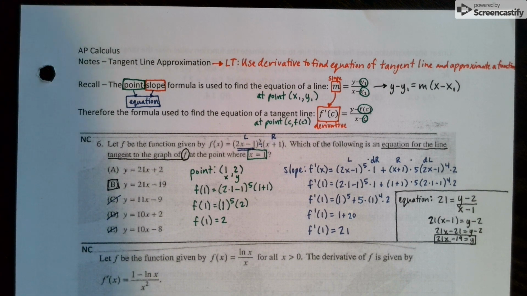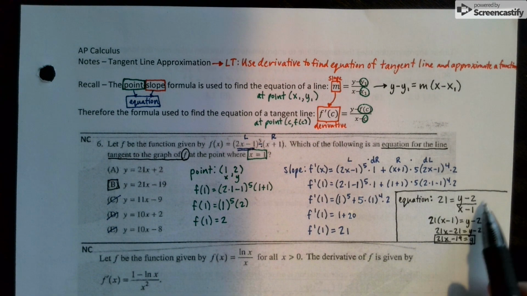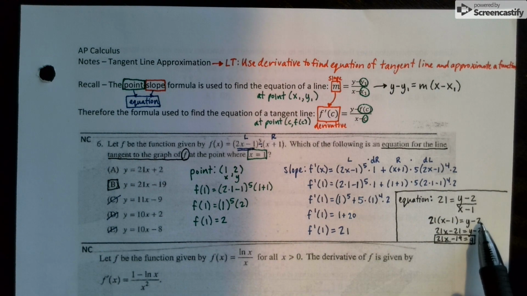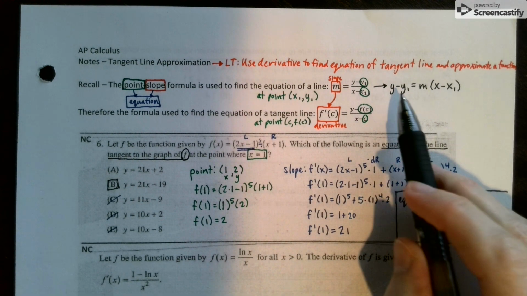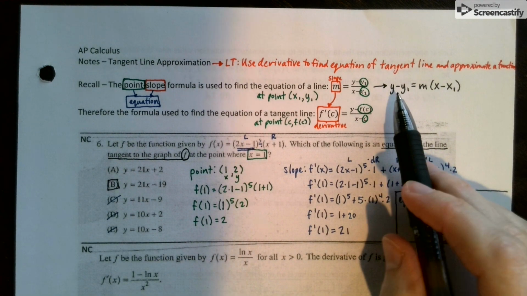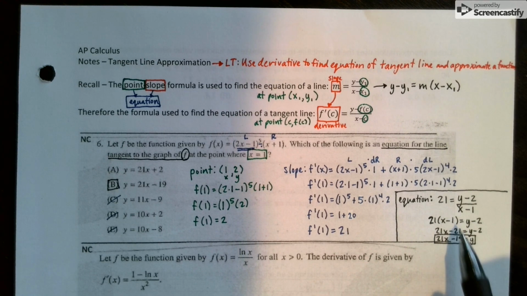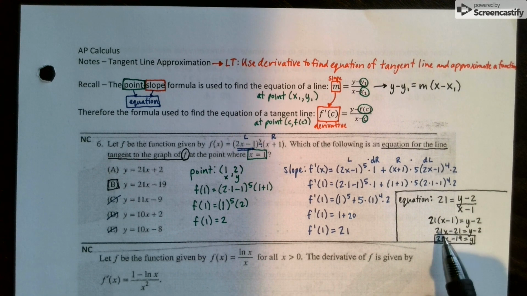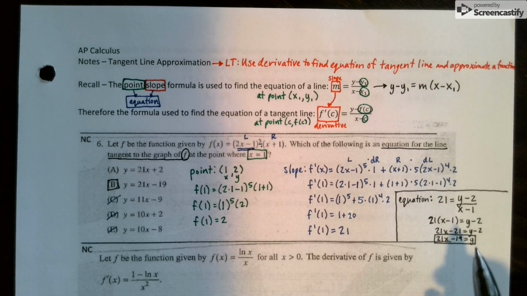Once I multiply both sides by that x minus 1 denominator, I end up with this form of the formula, which is where some of you might choose to start, and that's perfectly fine. You distribute the slope of 21, you add the 2 to the right side, and you come up with the final answer of B, 21x minus 19.